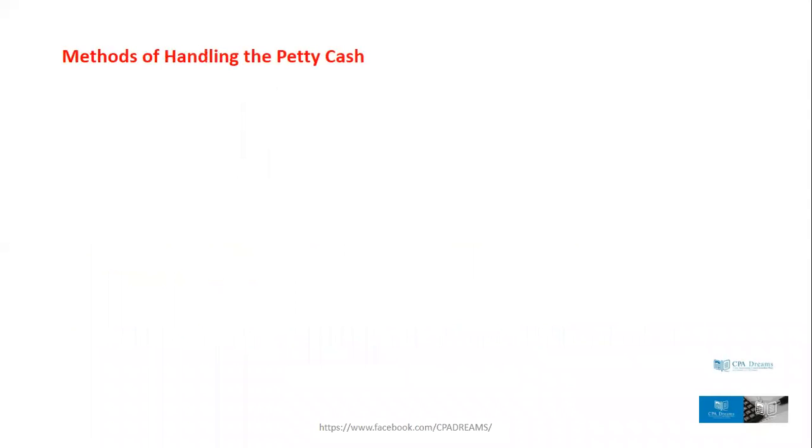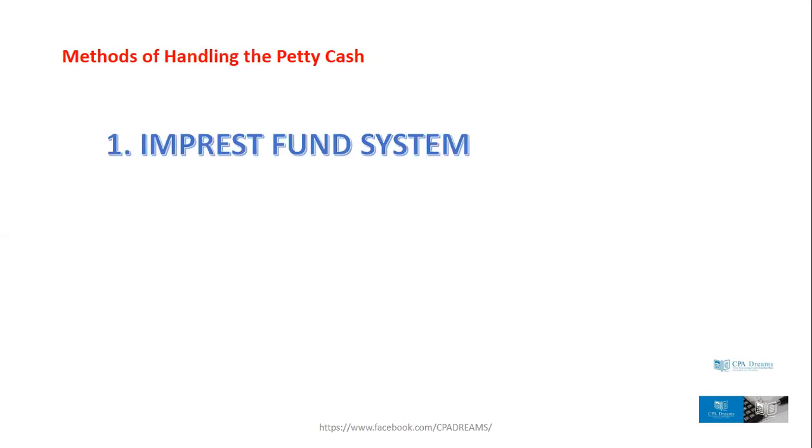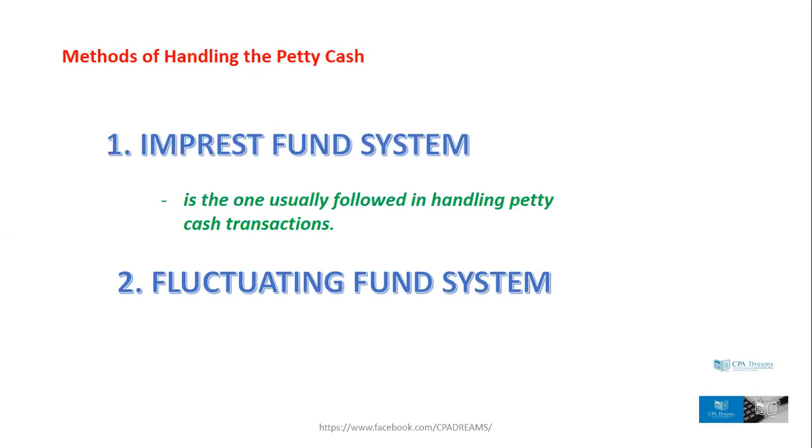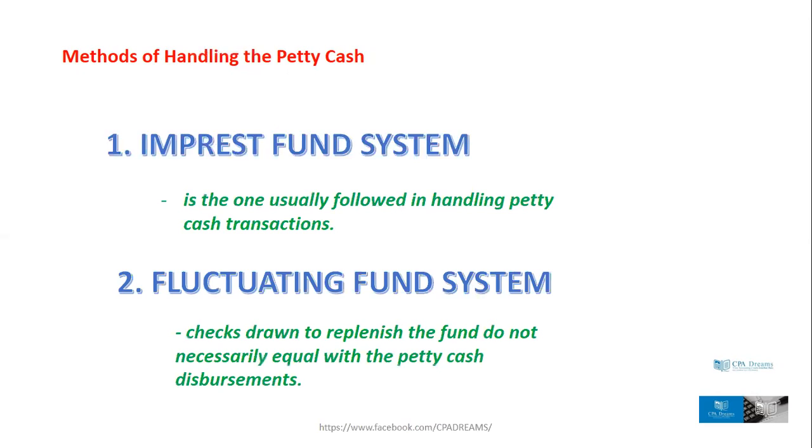Okay, now, moving on. Ano ba ang mga methods of handling the petty cash? So we have the Imprest fund system. Second is the fluctuating fund system. So what is the Imprest fund system? This one is usually followed in handling petty cash transactions. This one is the most popularly used in any industry. And in the fluctuating fund system, checks drawn to replenish the fund do not necessarily equal the petty cash disbursements. Actually, the main difference here is in the payment of expenses out of the fund.